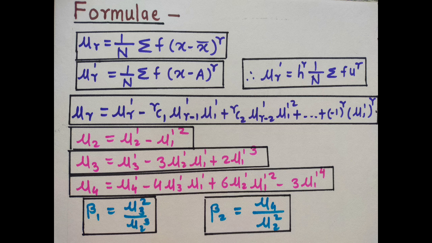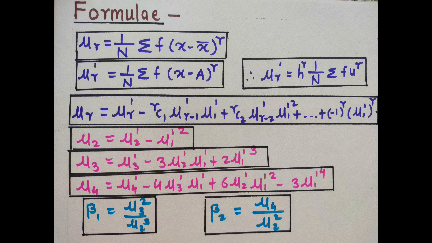So third one is the mu r and mu r dash relationship. In that, mu r is equal to mu r dash minus rC1 mu r minus 1 dash into mu 1 dash plus rC2 mu r minus 2 dash into mu 1 dash square, up to minus 1 raised to r into mu 1 dash raised to r. If we put r is equal to 2 in the above relation, then we will get mu 2 is equal to mu 2 dash minus mu 1 dash square.